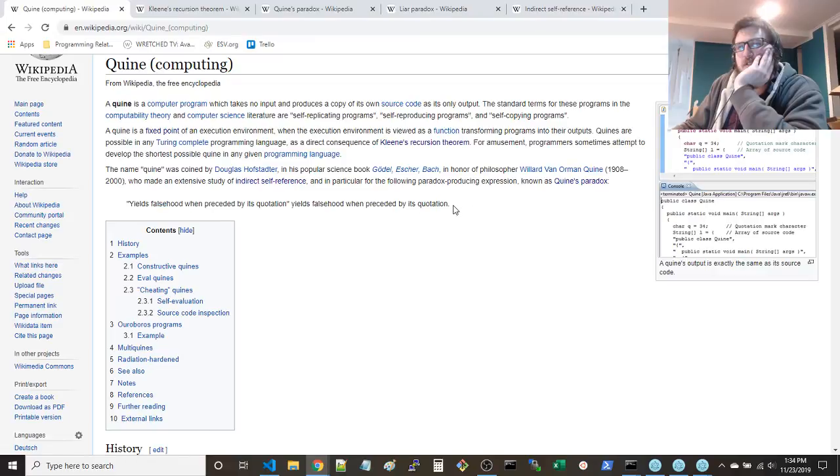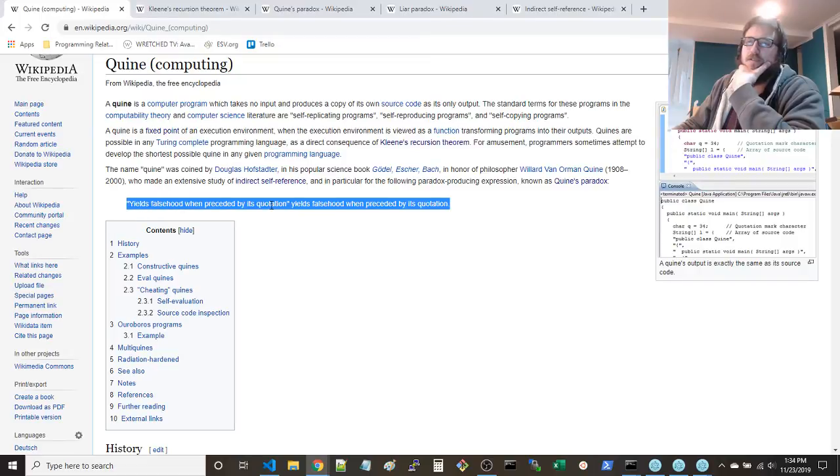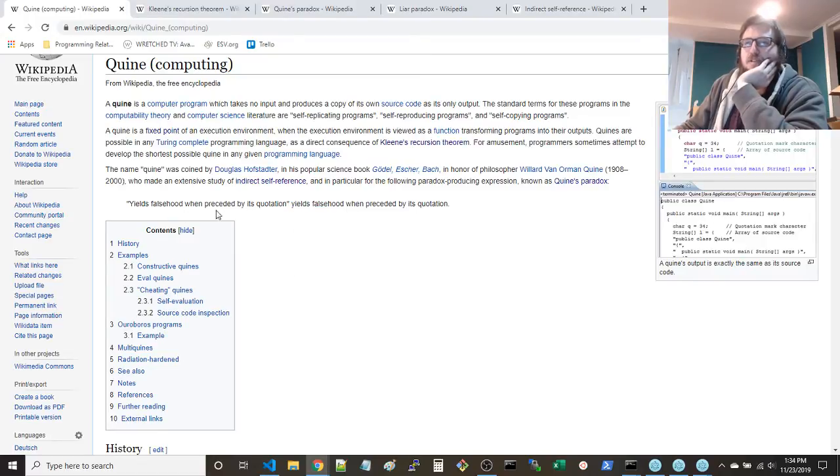Well, I guess they're saying that the statement could only be true or only be false. That's what I was saying, is that you have to suppose a universe where it's only either true or false and nothing in between, in which case not being false means it must be true, right? So if you suppose the statement is true, then it yields a contradiction, which means that it can't be true, it's got to be false. But if the statement is false, then "yields falsehood when preceded by its quotation" doesn't hold. So if this is false, that means this doesn't yield falsehood, which doesn't yield a contradiction.